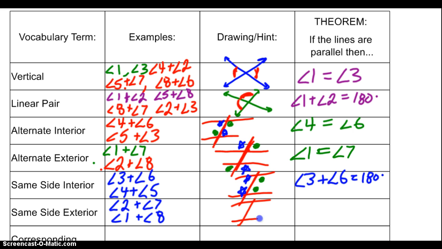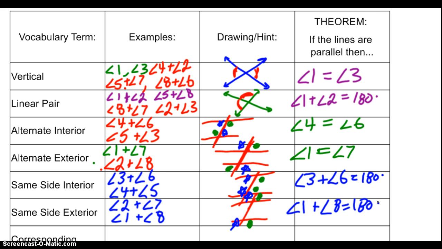And let's draw another little diagram here. Again, same side, but exterior, outside of the parallel lines. So this little example here, okay? And again, same side exterior angles are going to be supplementary. If you know what those angles are, and they're parallel, then they will add up to 180 degrees. So something like angle 1 plus angle 8 will add up to 180 degrees.